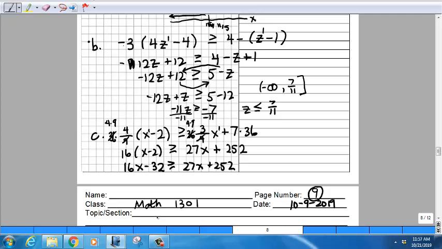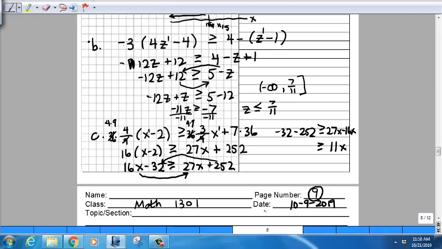Now we just want to rearrange our terms. Here, I'm going to be a little bit more strategic than before. Let's put the 16x over on the right-hand side. So I'll have 27x minus 16x, and that will give me 11x. So I won't have a negative coefficient on the x. And then let's bring the 252 back over there to the left-hand side. So I get minus 32 minus 252 greater than or equal to 27x minus 16x.